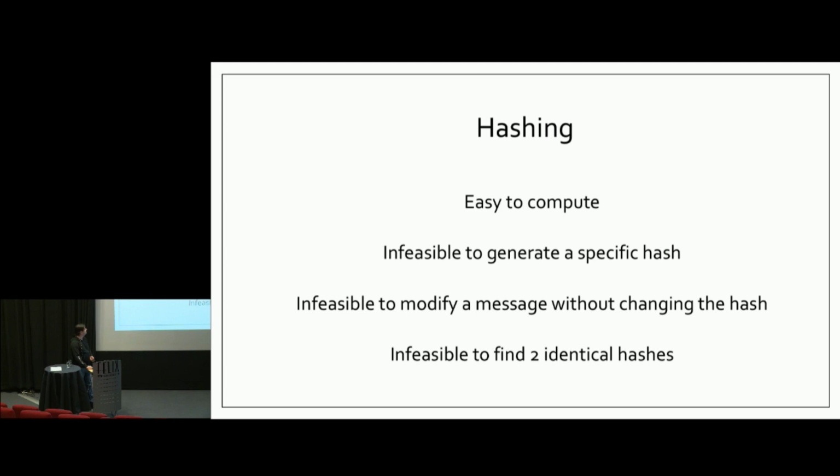compute the hash. It should also be infeasible to generate a specific hash. You shouldn't be able to start off with a hash and ask what data you need to generate that hash. You shouldn't be able to go in that direction. It should be infeasible to modify a message without changing the hash. So if you have a big long string that you create a hash of, and you then change one character, you'd expect the entire hash to be completely different, not just a little bit. And it should technically be infeasible to find two identical hashes. This is what's referred to as a hash collision. One of the principles of a good hashing function is that we don't want hash collisions.